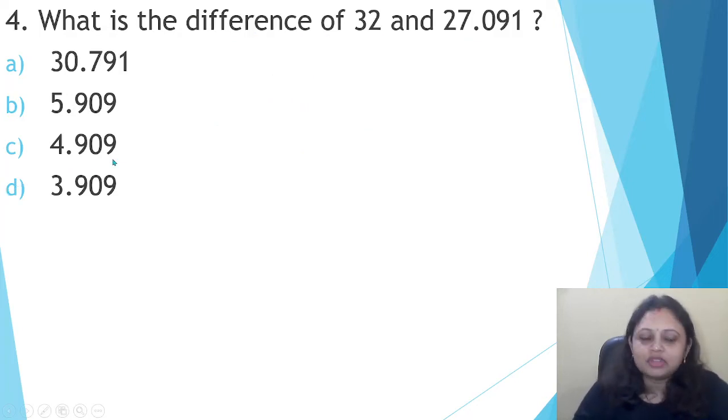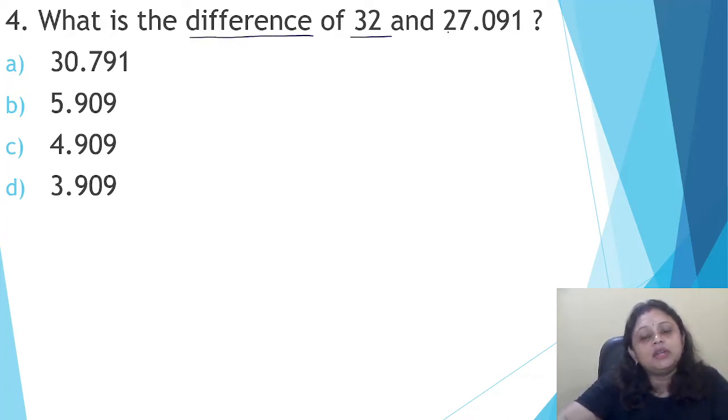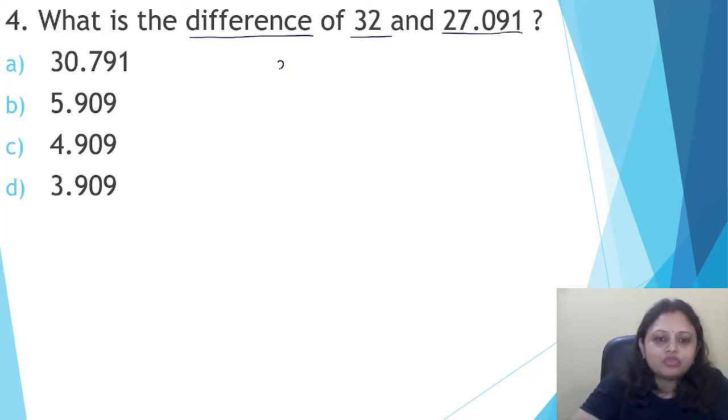Okay. Coming to the next question, what is the difference of 32 and 27.091? Option A 30.791, B 5.909, C 4.909, D 3.909. So in the question it is asked what is the difference of 32 and 27.091. Okay, so we have to find the difference between 32 and 27.091.